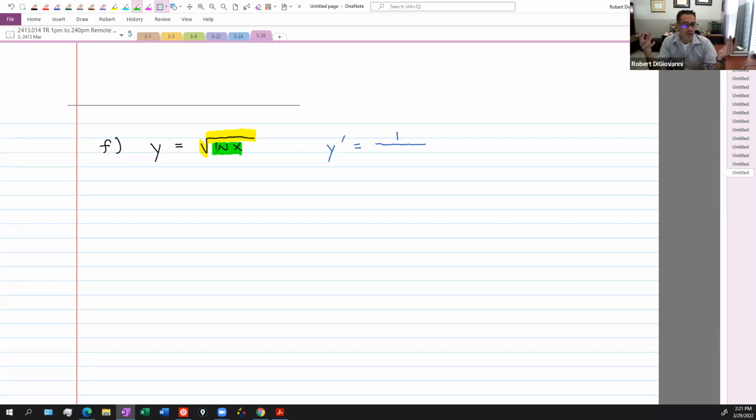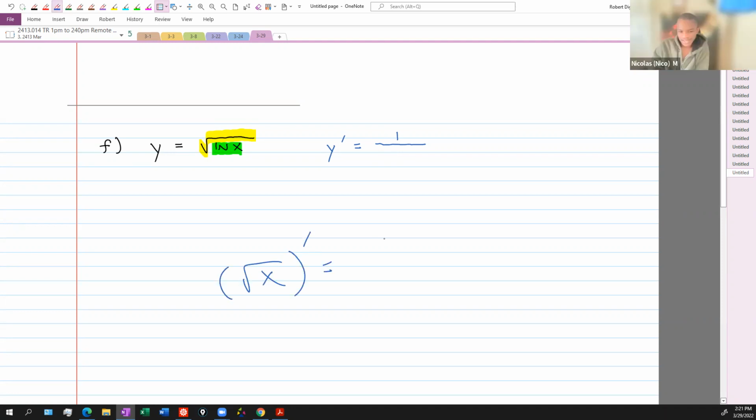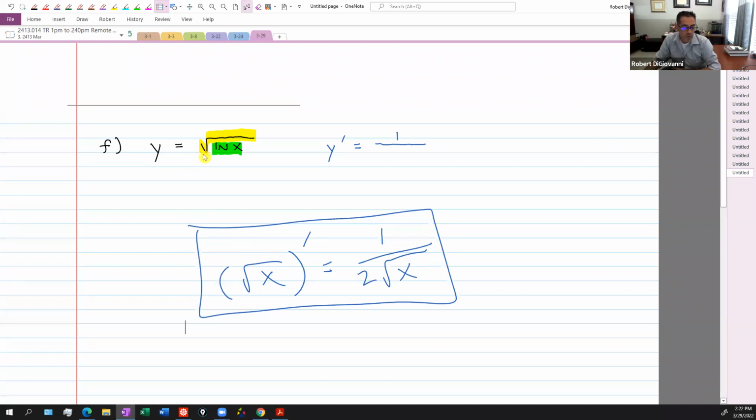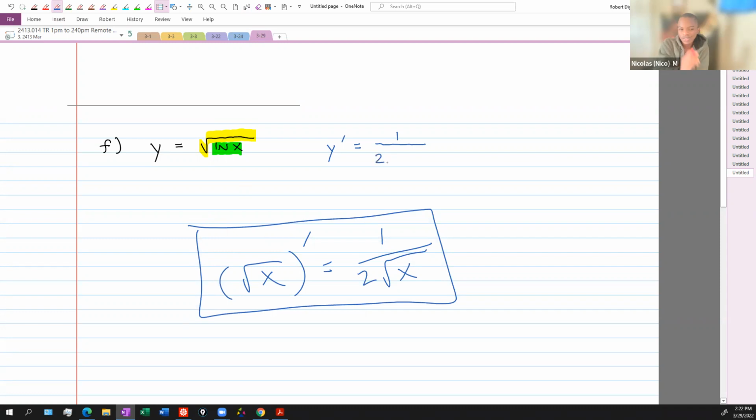So what is the derivative, Nico, of the square root of a green blob of stuff? It's going to be 1 over x. Well, let me ask you this. What's the derivative of square root of x? It's 1 over 2 radical x. Right? That's the general formula for the derivative of the square root of x. Here we have the square root of this green stuff. So it's going to be 1 over 2 radical of ln x.